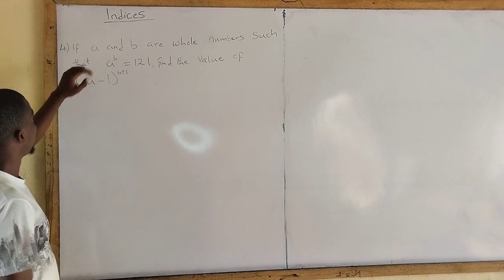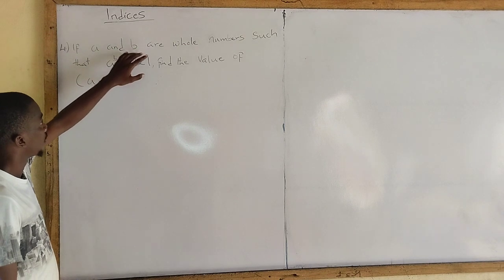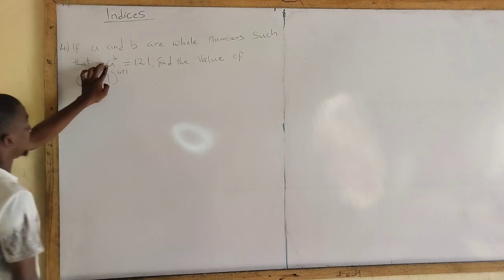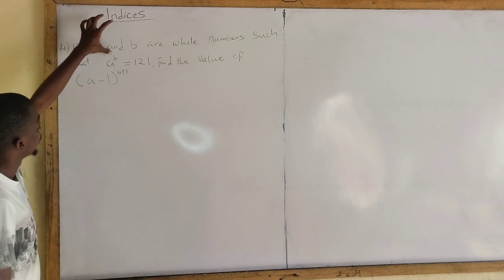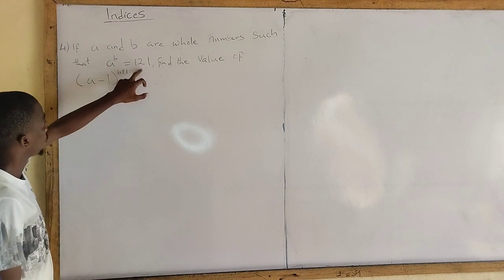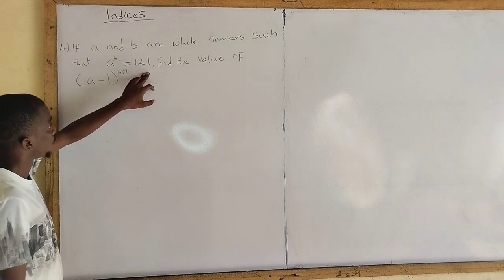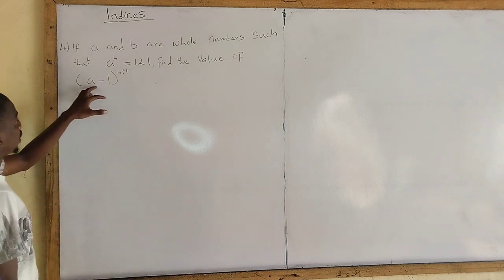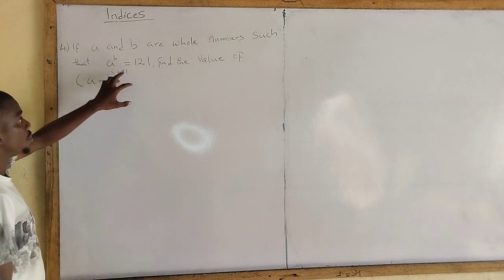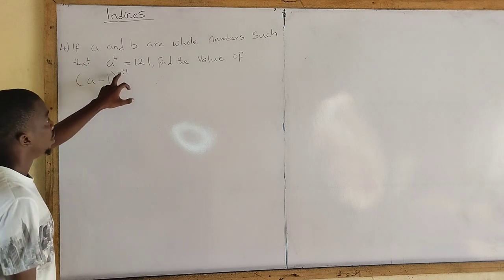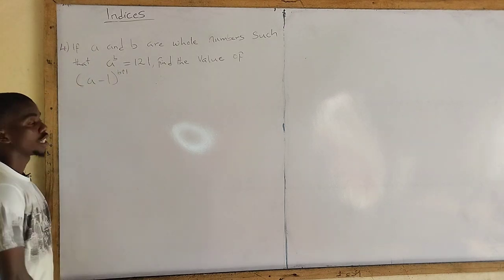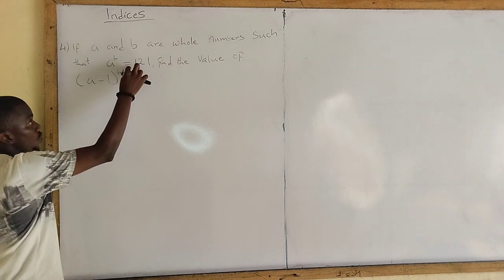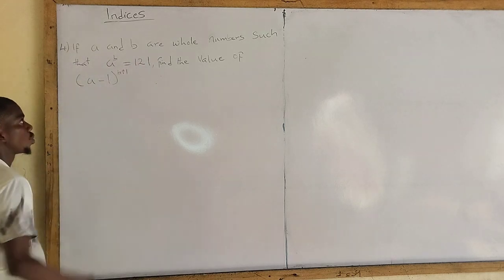Question number 4 says, if a and b are whole numbers such that a raised to the power of b is equal to 121, find the value of (a minus 1) raised to the power of b plus 1. Okay, but now take a look at this equation: a raised to the power of b equals 121. Look at this equation closely.